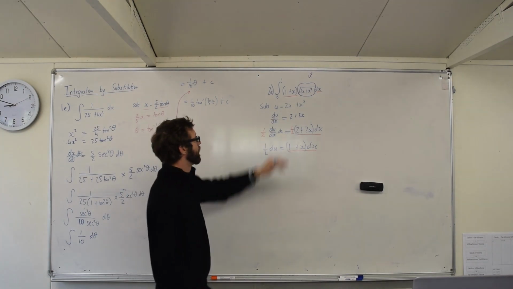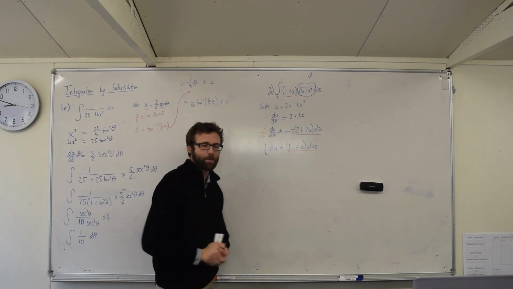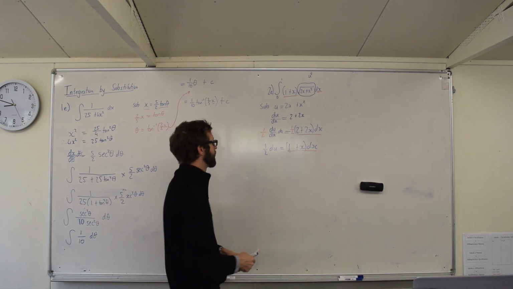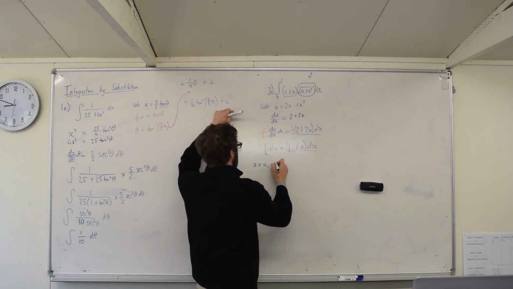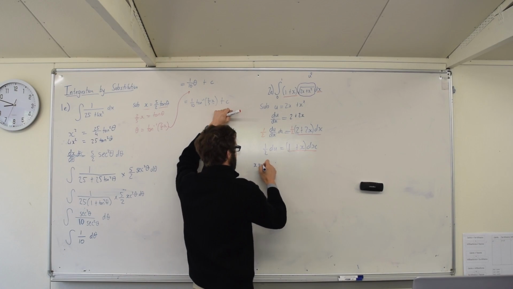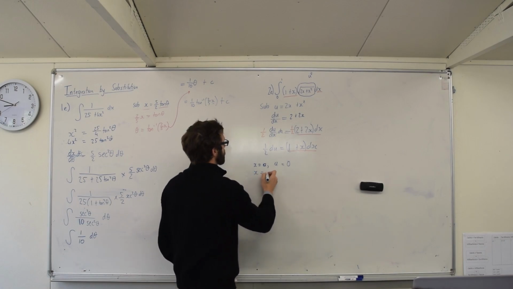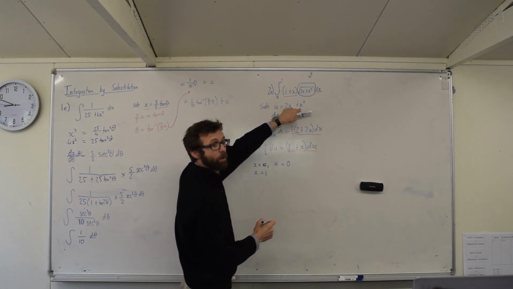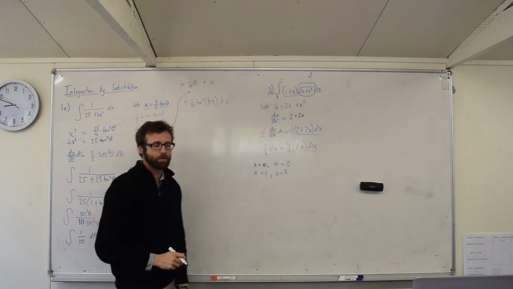Okay? And now, what do we need to do next before we do anything else? You were talking about it before. The new limits. Yeah, that's exactly right. So we're going to pop these values in. X equals 0, u equals 0. X equals 1, u equals 2 times 1 plus 1 squared, 2 plus 1 is 3. So those are our new limits.